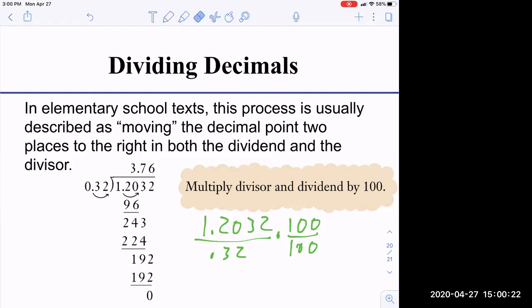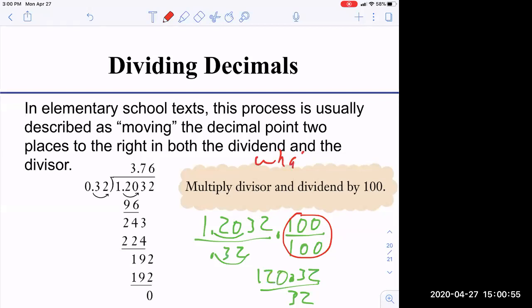What property is in here that I snuck in here? Because now I'm claiming this becomes, well, I move this twice, 120.32 and move that twice, divided by 32, which makes an easier problem. So again, what property? I'll let you stew on that one.